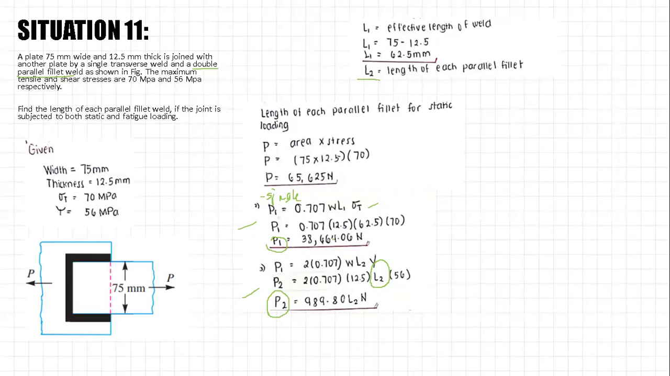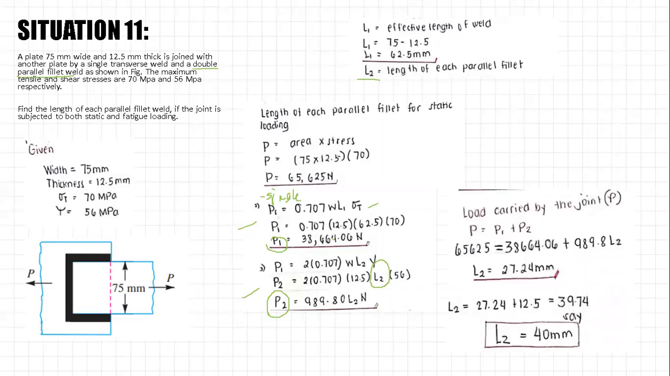So how do we now get the value of L2? If we equate P equal to P1 plus P2, we can get L2. We have P, we have P1, and for P2 we have an unknown value, which is L2. So 65,625 is equal to 38,664.06 plus 989.8 L2. Let's transfer that to the other side and divide. We can get L2 equal to 27.24.